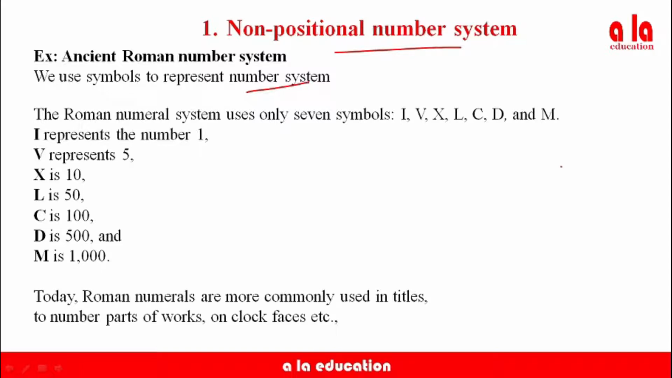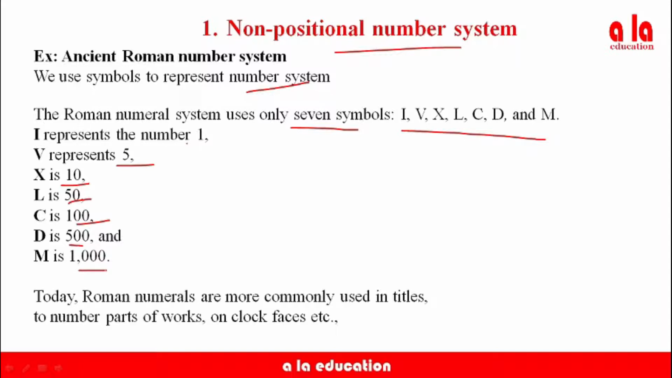In this system, we use only 7 symbols. I mentioned all the 7 symbols here. Please have a look. Coming to here, I represents 1 and V represents 5, X value equals 10, L represents 50, C represents 100, D represents 500, and M represents 1000.